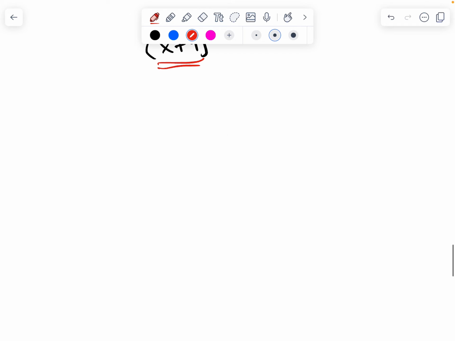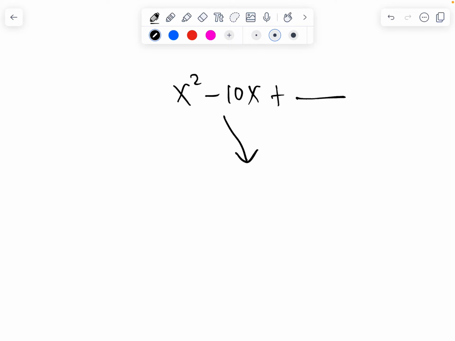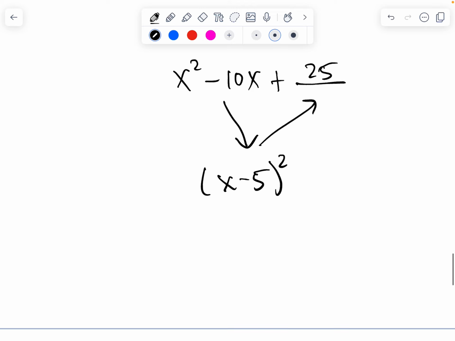Okay, let's do another one really fast. Let's do one with a minus. With a minus, you take half of negative 10, which is negative 5. And when you square it, negative 5 times negative 5 is positive 25. So I'm going to give you two to practice.